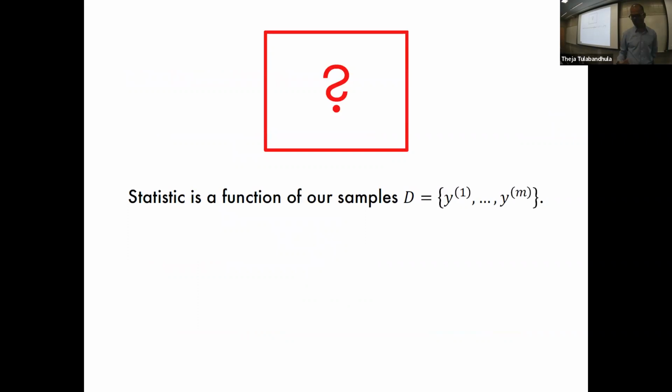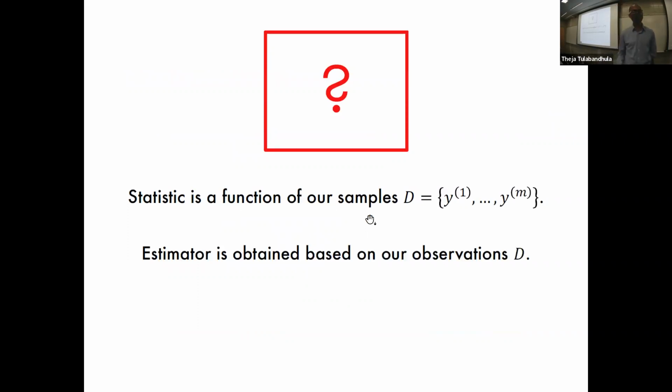So let's come back to this notion of statistics. Statistics is a function of the data. And there's also another word that we have used, actually, maximum likelihood estimation. Estimation had a word estimator, right? So an estimator is also something that we get from the data, right? So if you do maximum likelihood estimation, we are estimating something, right?